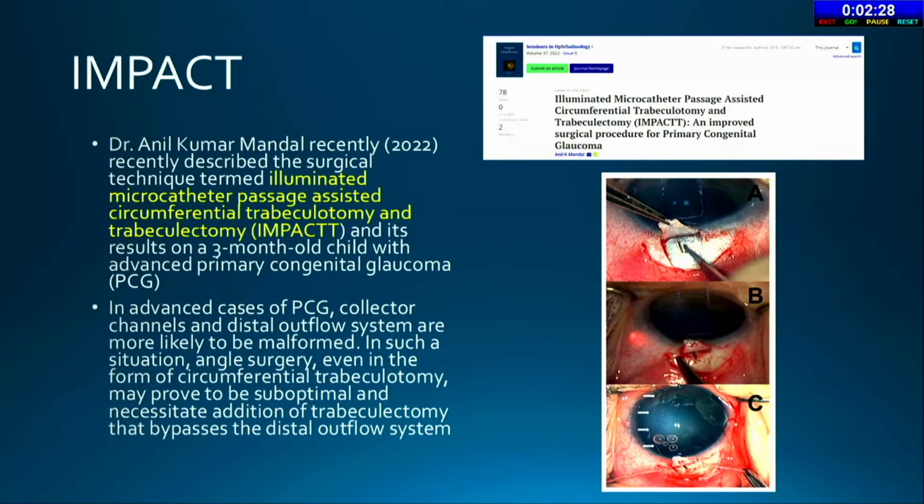So this is a new technique which is popularized by Dr. Anil Mandal. This is called illuminated microcatheter passage assisted circumferential trabeculotomy and trabeculectomy, or the IMPACT. So I will again show a short video of this.